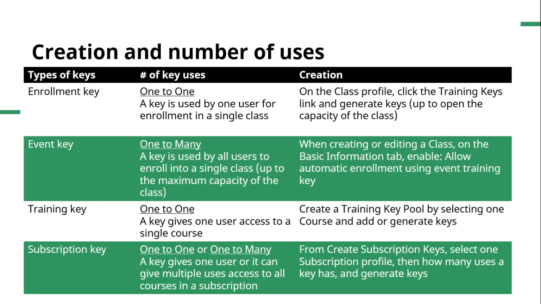The last type of key again is a subscription key. And this is the one that allows you to either have a one-to-one relationship, so one key is given to a user and they can create a subscription assignment, or you can use one key and give it to multiple users and create a subscription assignment. So let's go and take a look at creating subscription keys.